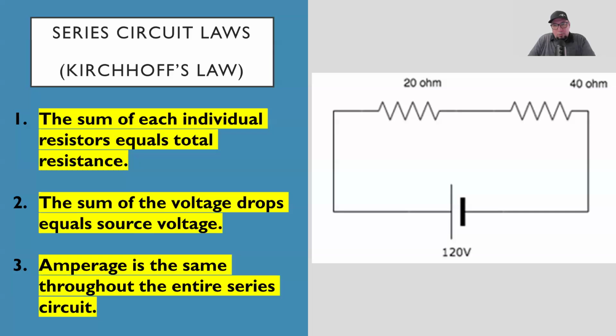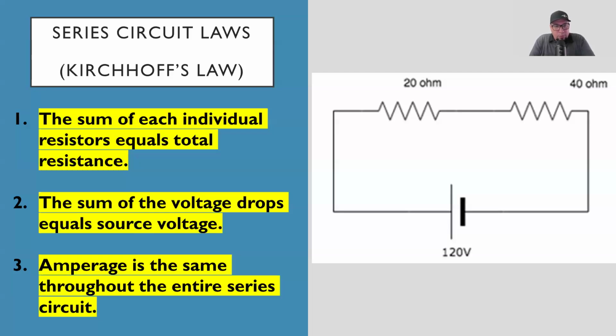Okay, so the current will flow through both resistors. In order for us to find total resistance, according to law number one, we need to add. The word sum means to add. So we're going to add 20 plus 40, and that'll give us 60 ohms. 20 plus 40 is 60. So the total resistance in this circuit that we're looking at on screen is 60 ohms. Okay, so that's our R. Now let's go to law number two.